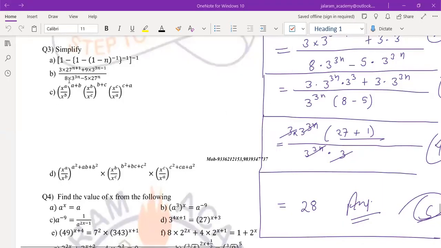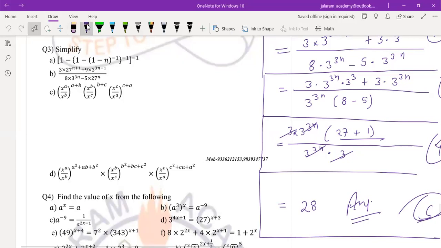Now, question number 3C. So look at this. 3C. X to the power a upon x to the power b is what? It is x to the power a minus b whole to the power a plus b. Now power to the power means they will be multiplied. And what is the meaning of a minus b into a plus b?